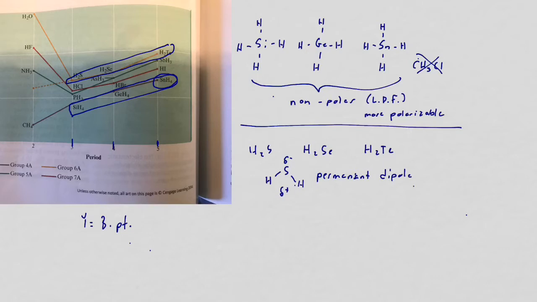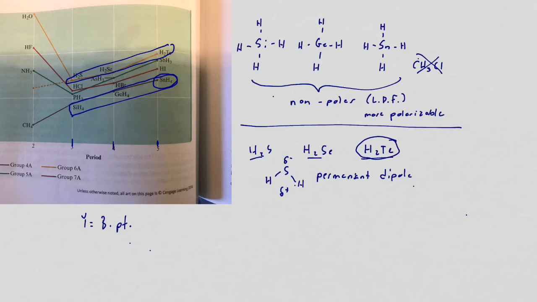H2S, H2Se, and H2Te all have one side that's positive, one side that's negative. But they also have London dispersion forces. So even though they're all very similar molecules and all have very similar permanent dipole moments, on top of that, they have different molecular weights. So even within polar molecules, you're going to see the trend. H2S, H2Se, and H2Te are all very similar, and as you can see, H2Te has the highest boiling point.